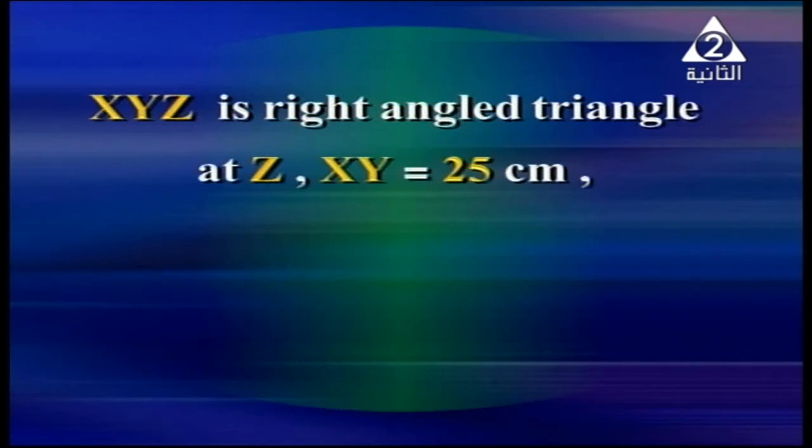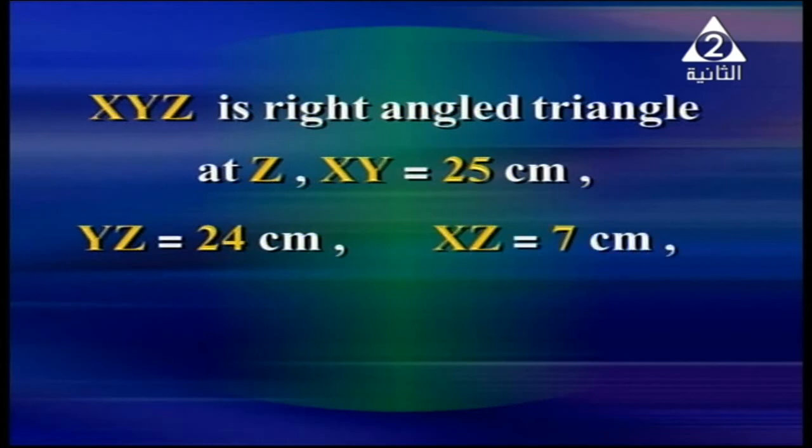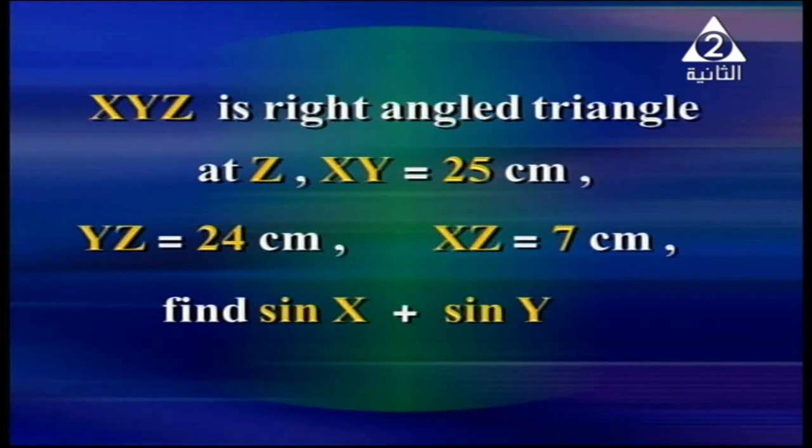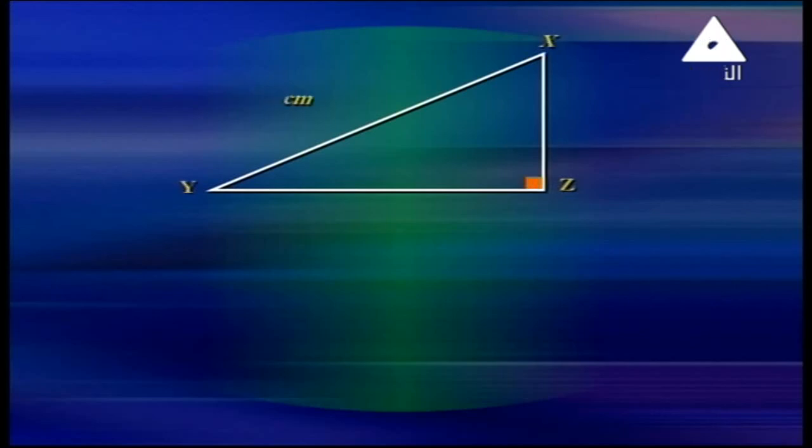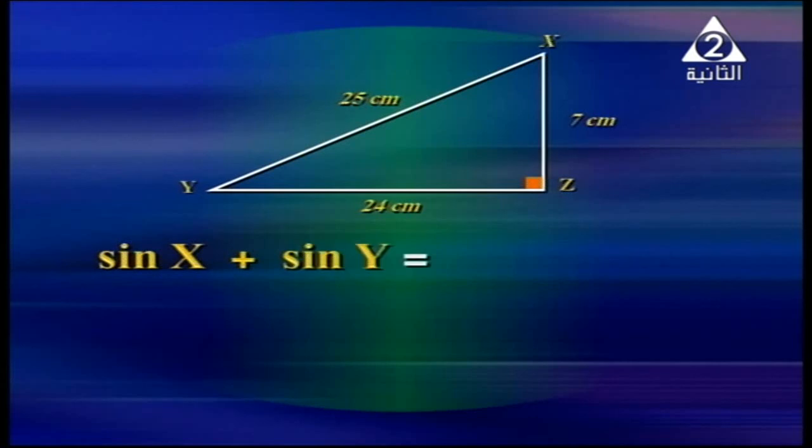Another example: XYZ is a right angle triangle at Z. XY equals 25, YZ equals 24 centimeters, and XZ equals 7 centimeters. Find sine X plus sine Y. First of all, you have to plot triangle XYZ, which is right angle at Z. What about the length of XY? It's 25. What about the length of YZ? It's 24. What about the length of XZ? It is 7.